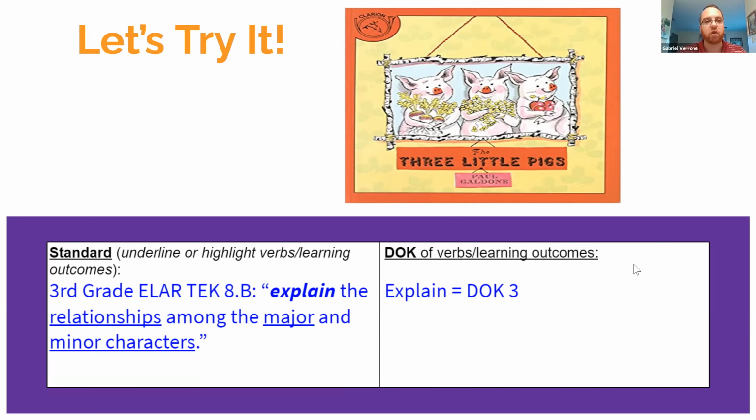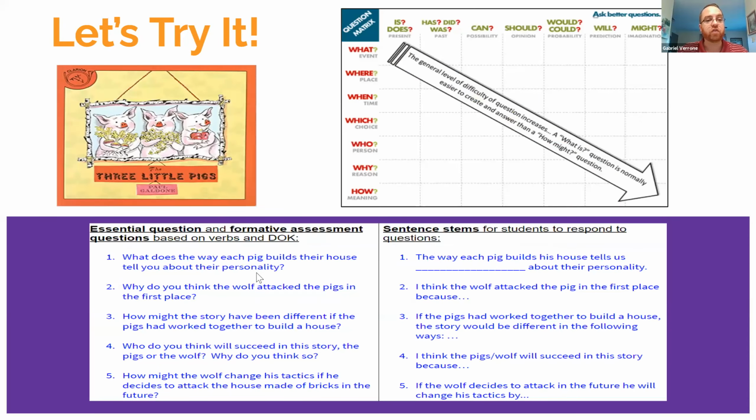So technically there are no minor characters. Obviously the 3 main characters are the pigs. The wolf is a main character because he's the antagonist. Technically he could be a minor character because he's in the story less than them, but that's really quibbling. Then, since I know that I'm here, I've gone ahead and written a range of questions. I did a what does the way each pig builds their house tell you about their personality? I want to do character analysis.